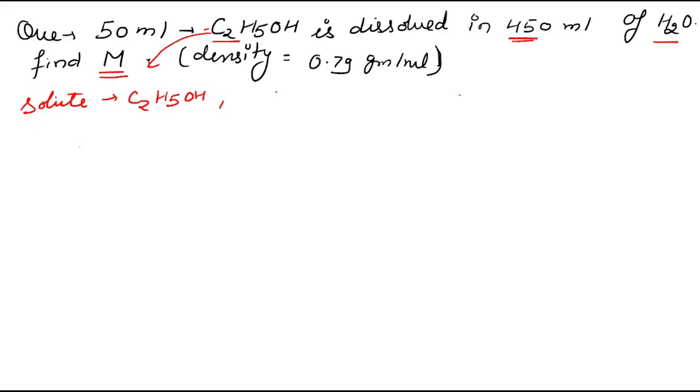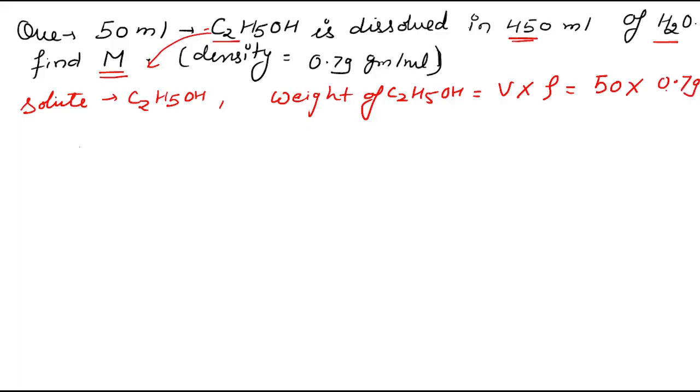Now what is the weight of ethanol? The weight of ethanol equals volume into density. The representation of density is rho. When we multiply the volume and the density, we will find out the weight. Now 50 into 0.79, the weight is 39.5 gram. This is the weight of ethanol.